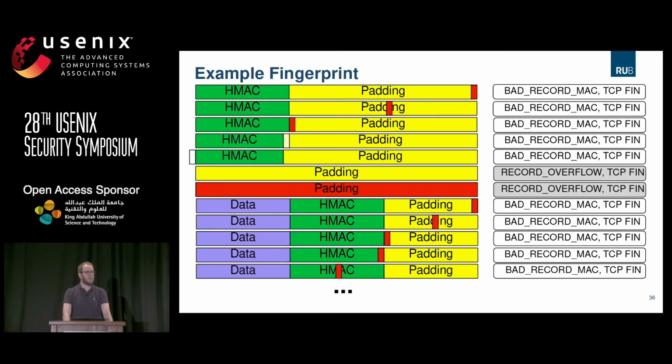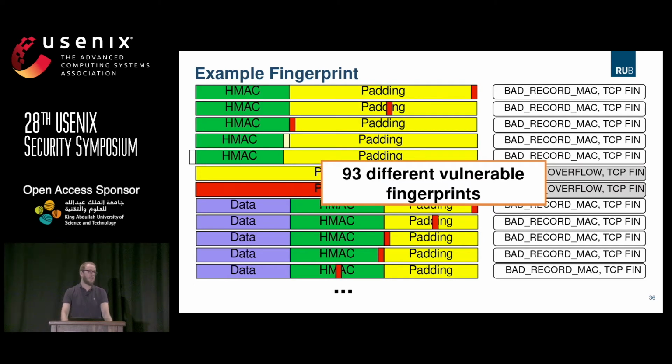So in total, we found 93 different behaviors from servers. Assuming that you cannot configure your server to respond with different behaviors, this means that there are likely 93 different vulnerable implementations out there.